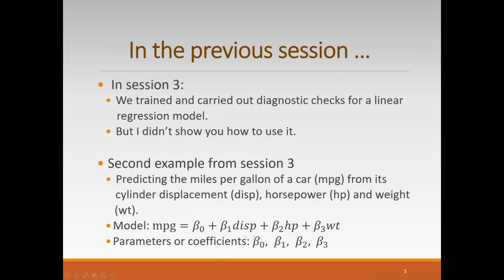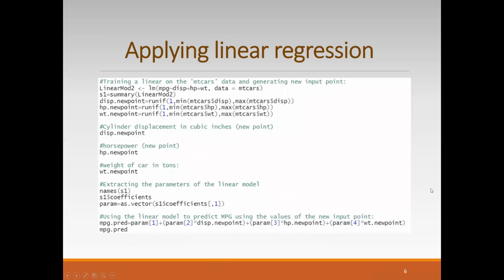And the betas represent the parameters, sometimes called the coefficients. And then you've got the three inputs here, the displacement, the horsepower, and the weight. So this is the R code that you would use. I'm not going to actually do this in practice. I just wanted to show you, but feel free to pause the video and copy it out into your RStudio session. And also this code is self-contained, so you don't need to go back to session 3 in order to apply this example.